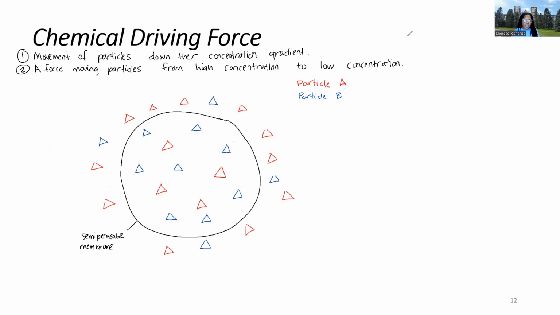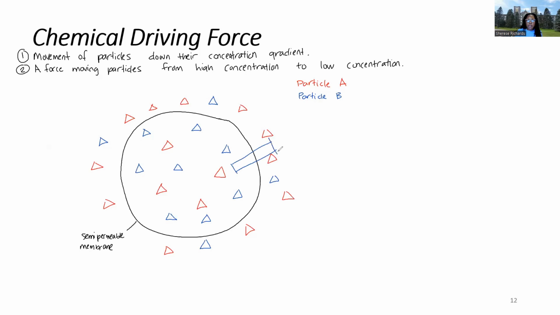So who can tell me the direction of the driving force for particle B? What direction is the chemical force for particle B? Where is particle B going to want to move? Perfect, yes. So to the extracellular environment or out of the cell. Excellent, thank you. So particle B, high concentration on the inside, low concentration on the outside. Particle B is going to want to move to the outside of the cell.